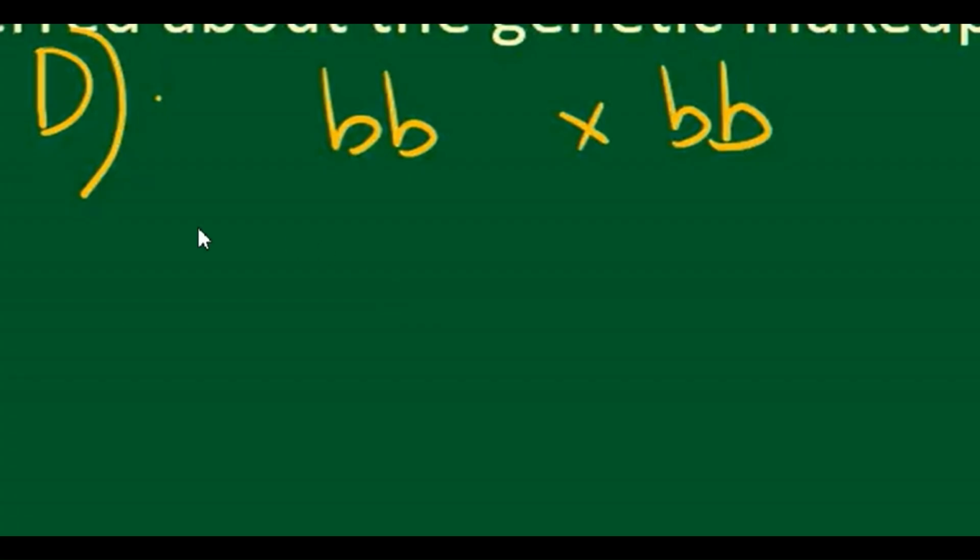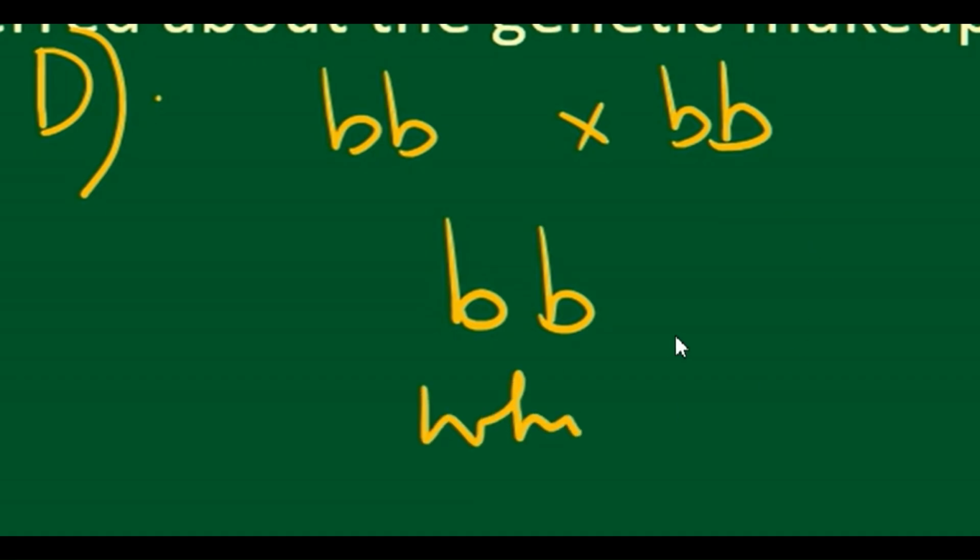Regarding the last option, option D, small b crossing with small b. When white crosses with white, obviously it will be white offsprings only. You're not going to get any brown. So this is also not the answer.